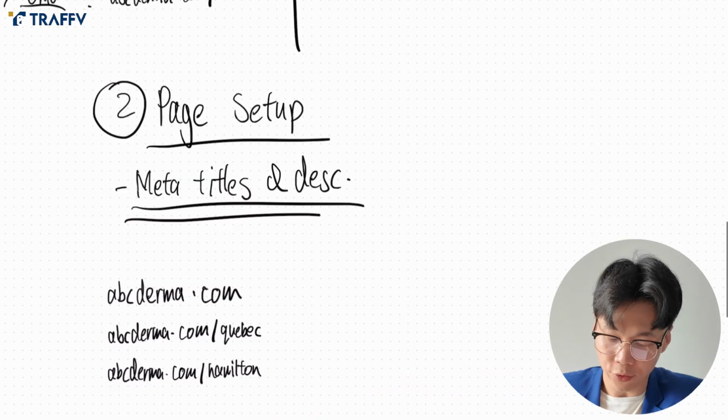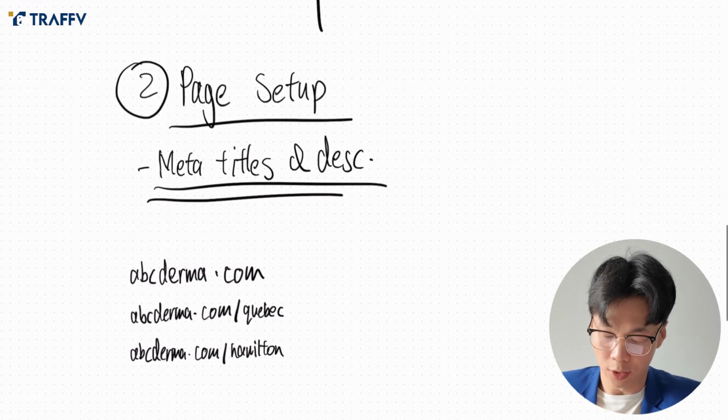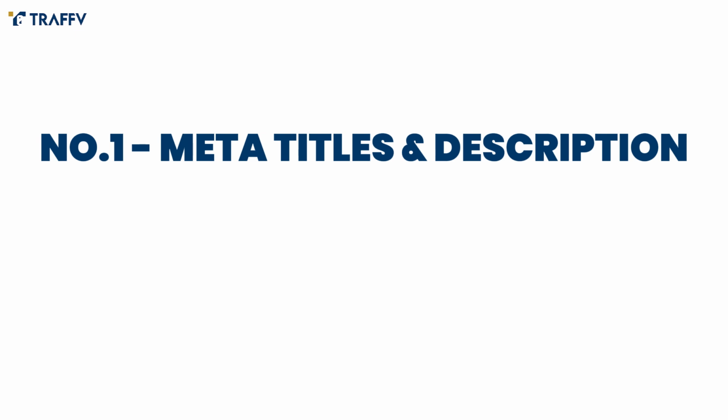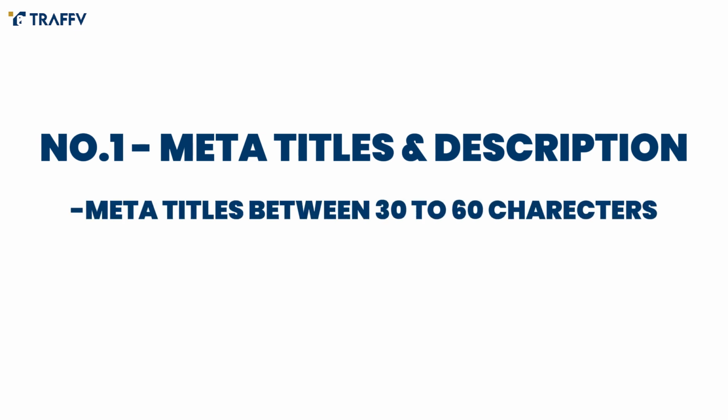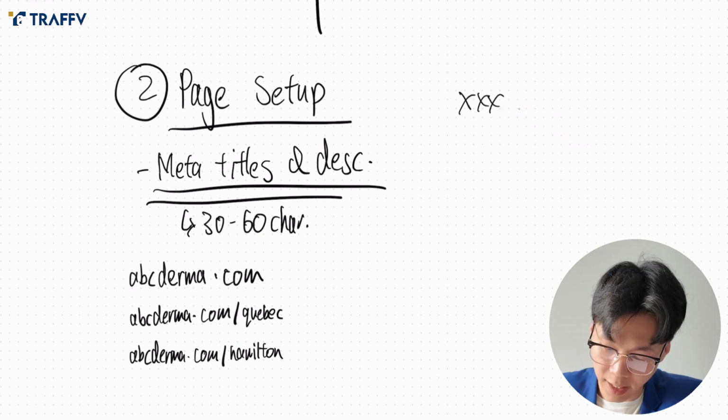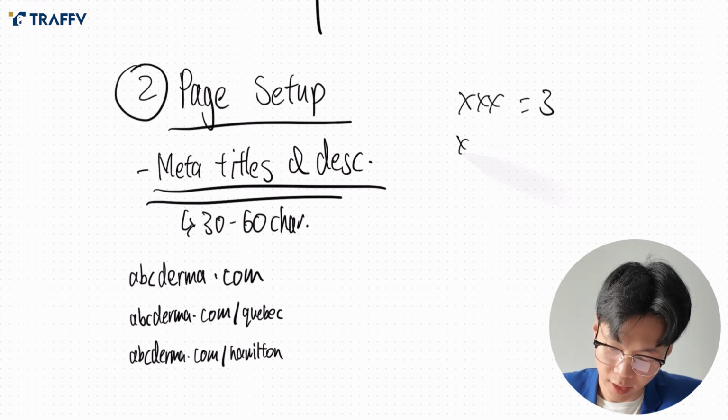There are just a few criteria that you want to have for your meta titles. Firstly, make sure that your meta titles are between 30 to 60 characters. So what do I mean? XXX, this is 3 characters.